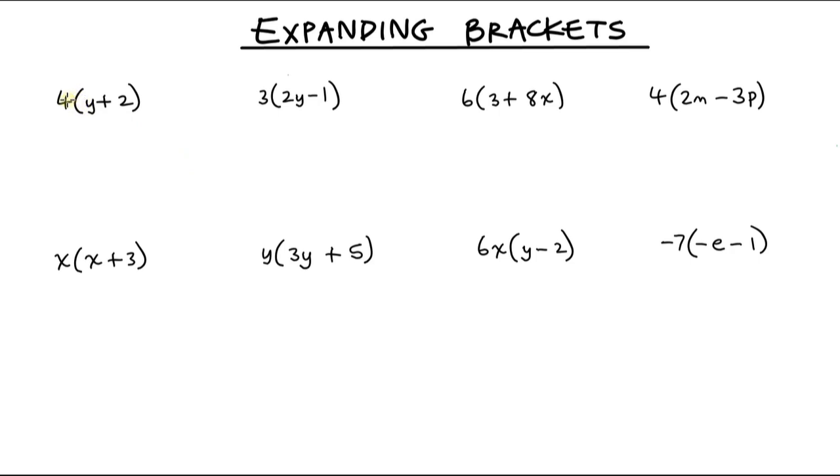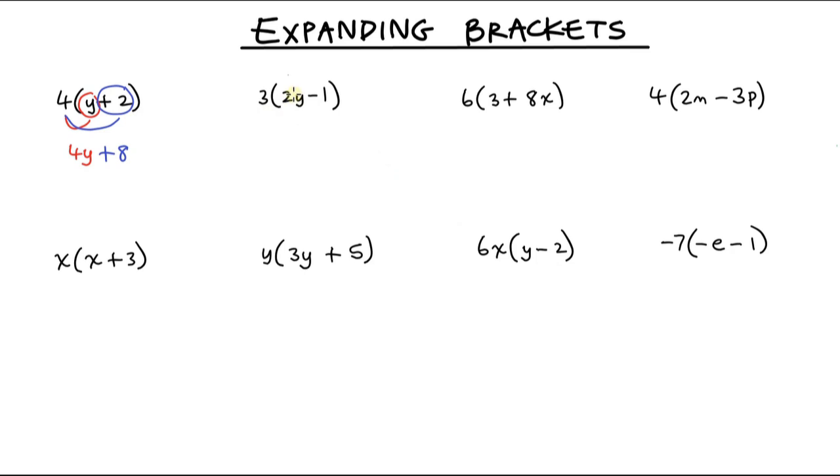So the first one, first of all, we're going to multiply the 4 by the y. And then secondly, we're going to multiply the 4 by the positive 2. So always include that sign in front of the term. Okay, so let's make sure we color code this. 4 times y will be 4y. And then secondly, we've got 4 times positive 2, which is positive 8. So 4y plus 8 is the answer for the first one.